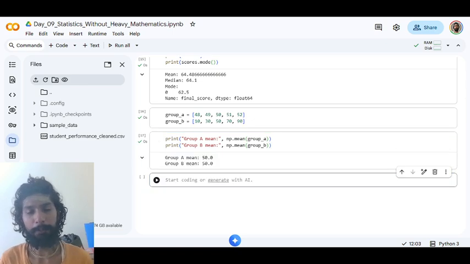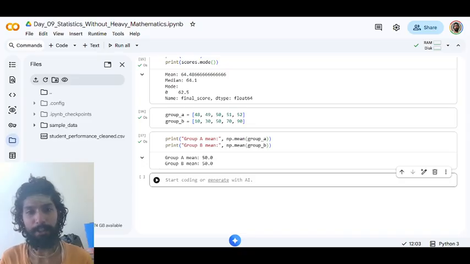Group A mean is 50 and group B mean is 50. The means are identical, but are the two groups similar? No. Group A is tightly packed around 50. Group B is widely spread from 10 to 90.